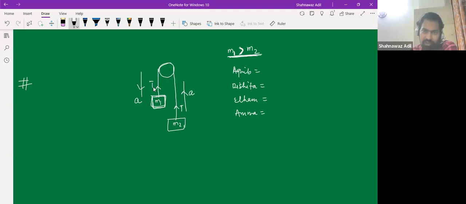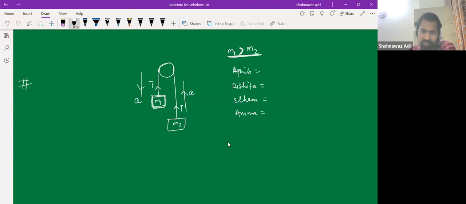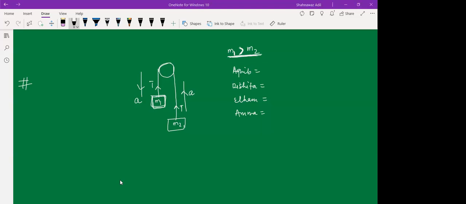Is Akib saying right, Rishita, Elham and Amna? Yes. Is Akib right, guys? Don't be silent. Whatever answers you have, please tell. Akib is saying that for both the cases, tension would be upwards, right? What are you guys saying? Okay.